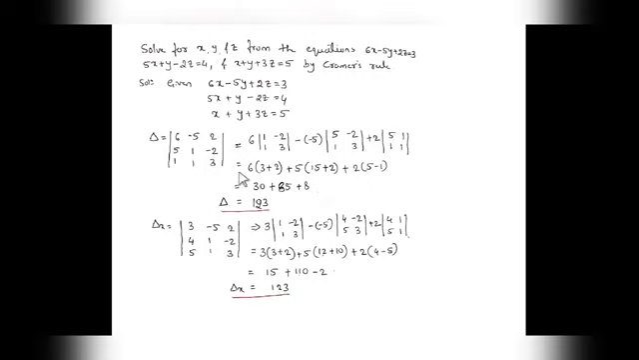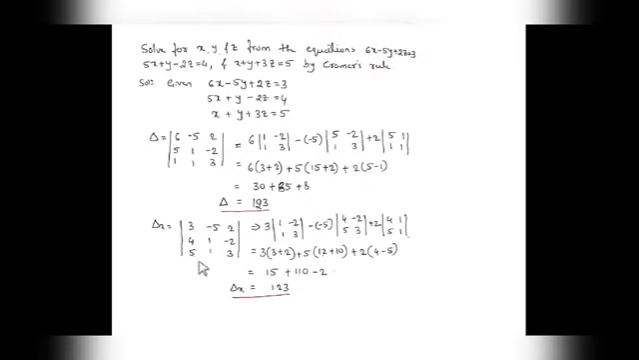Now if I solve this, 3 plus 2 is 5, 5 6s are 30, 15 plus 2 is 17, 17 5s are 85, 5 minus 1 is 4, 4 2s are 8. If I add these all three quantities, then I'll get delta is equal to 123. Now we have to find out delta x.